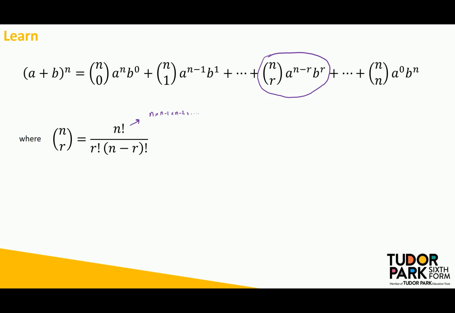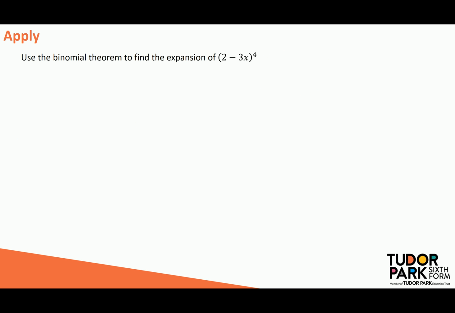So let's go off and see how we can apply that. We're going to use the binomial theorem to expand this bracket. My preferred method of doing this is to start with the indices, then add on the choosing coefficients, and then to calculate. So I'm going to start with 2 to the power of 4 times minus 3x to the power of 0, 2 to the power of 3 times minus 3x to the power of 1, 2 to the power of 2 times minus 3x to the power of 2, 2 to the power of 1 times minus 3x to the power of 3, and 2 to the power of 0 times minus 3x to the power of 4.